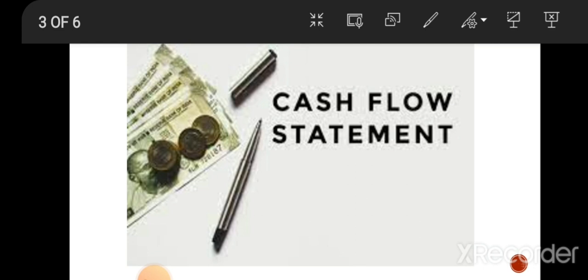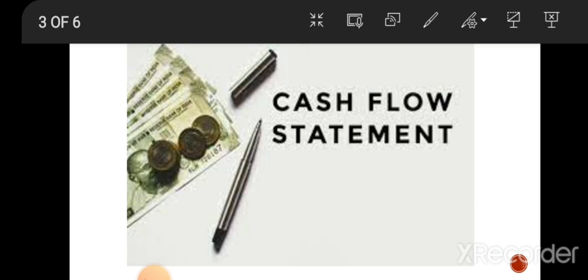The terms cash, cash equivalents and cash flows are used in preparation of cash flow statements, where cash means cash on hand and demand deposits with banks. Cash equivalents means short term, highly liquid investments which are readily convertible into known amounts of cash and which are subject to an insignificant risk of changes in value. Cash equivalents are held for the purpose of meeting short term cash commitments rather than for investment or other purposes.